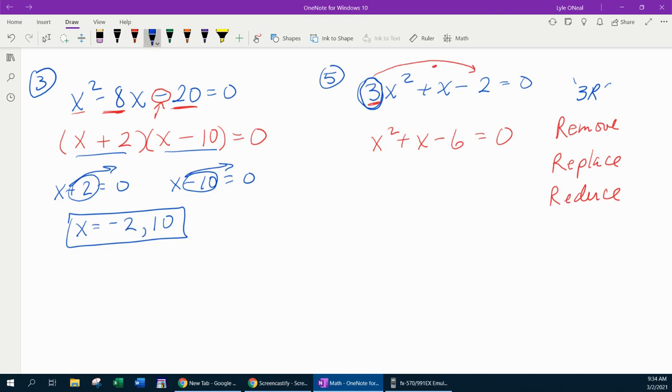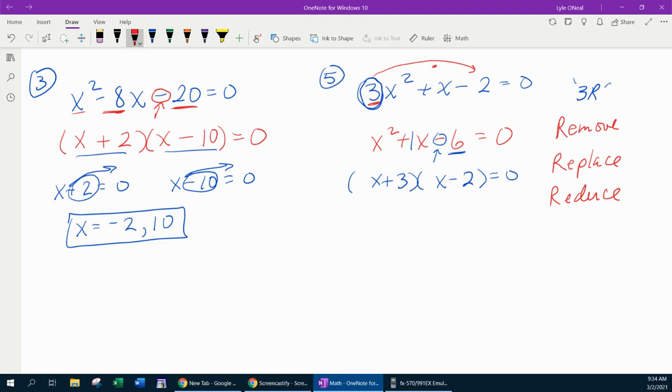Now, if you notice, we have a standard trinomial, which is easier to factor. We've got our parentheses. We're going to read the signs, and we're going to fill in the blanks. X and x, numbers that multiply to make 6 and subtract to make 1. And that's going to be 3 minus 2. 3 minus 2 is 1. 3 times 2 is 6.